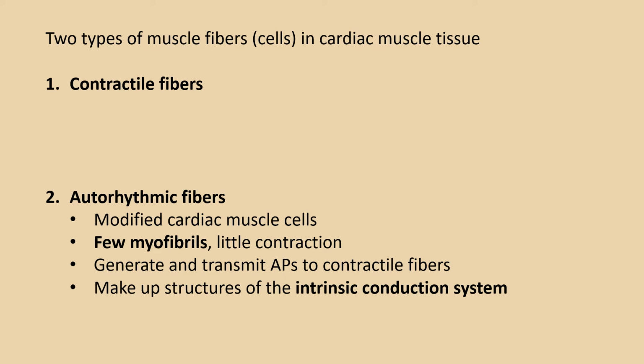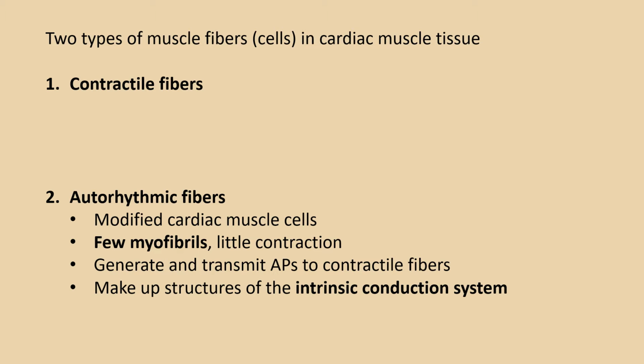The second type of heart muscle cells are the autorhythmic fibers, and they are cardiac muscle cells. They're just modified. They are pretty wimpy. They have very few myofibrils, and it's not their role to generate a lot of force. That's the role of the contractile fibers. Instead, the autorhythmic fibers are autorhythmic. They're self-excitable. So it's their job to constantly generate action potentials that are then transmitted to the rest of the heart muscle cells, to the rest of the autorhythmic fibers, and to all of the contractile fibers.